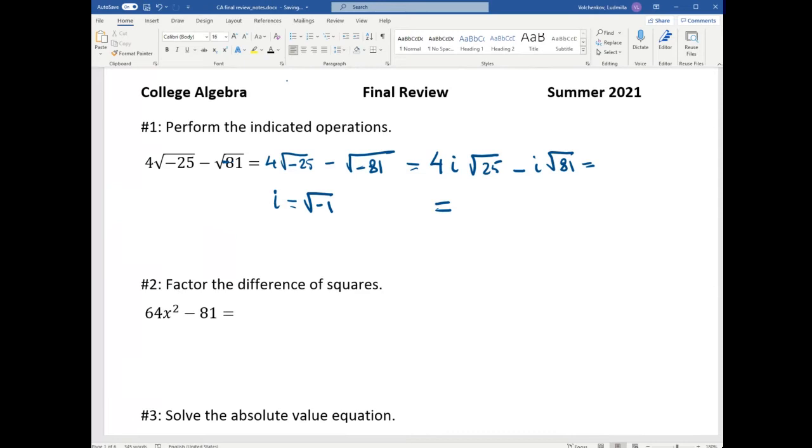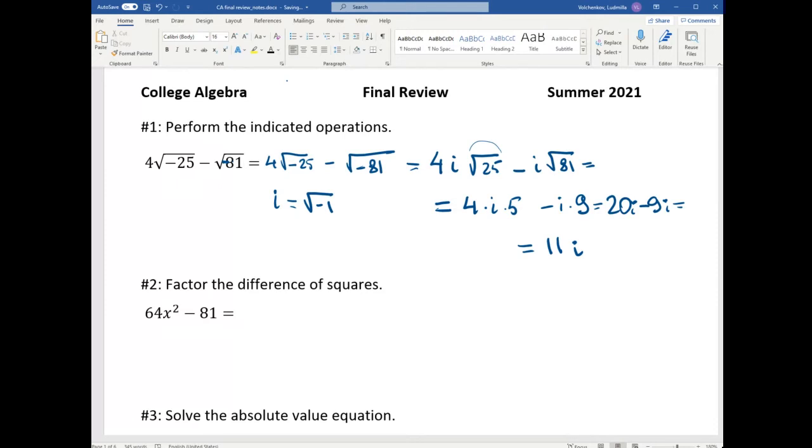And then we can take a square root of a non-negative real number without any problem. So 4 times i times 5, minus i times the square root of 81, which is 9. Then we have 20i minus 9i equals 11i. So we can work with i as we work with like terms with x, for example, and add or subtract like terms with i.